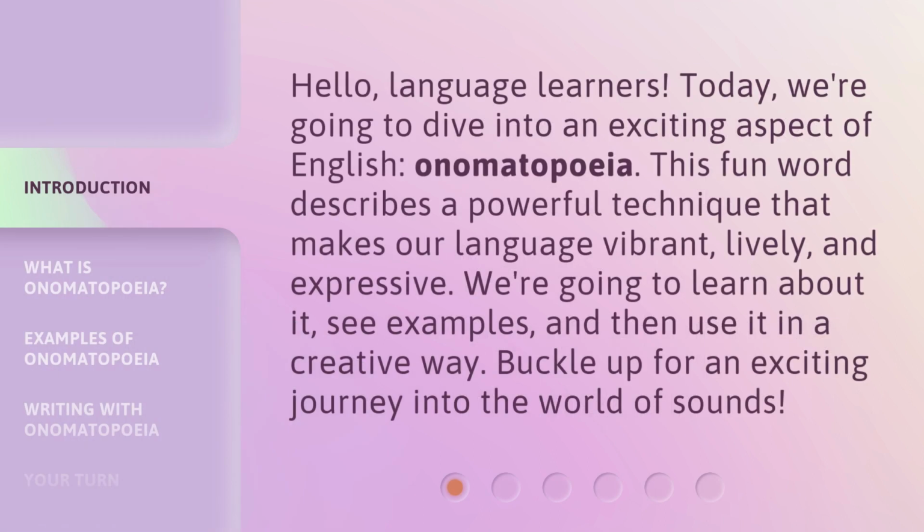Hello, language learners. Today, we're going to dive into an exciting aspect of English. Onomatopoeia. This fun word describes a powerful technique that makes our language vibrant, lively, and expressive. We're going to learn about it, see examples, and then use it in a creative way. Buckle up for an exciting journey into the world of sounds.